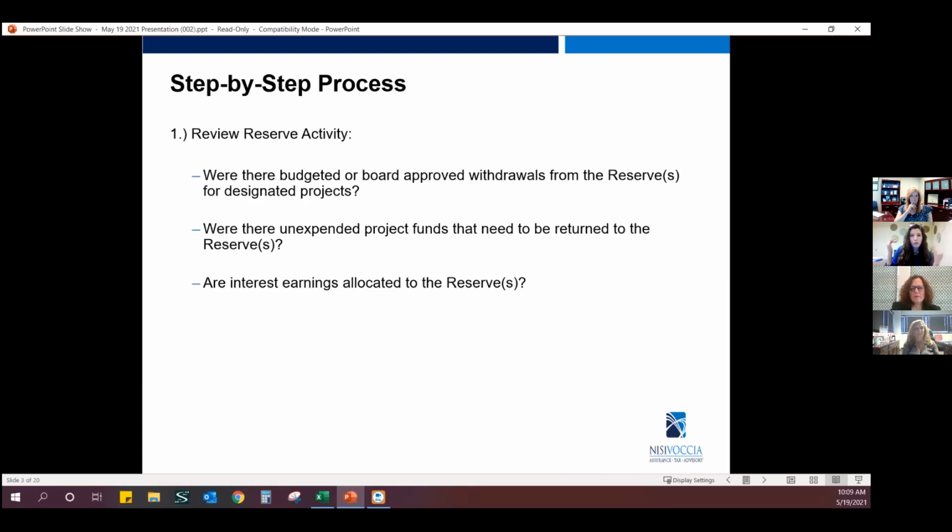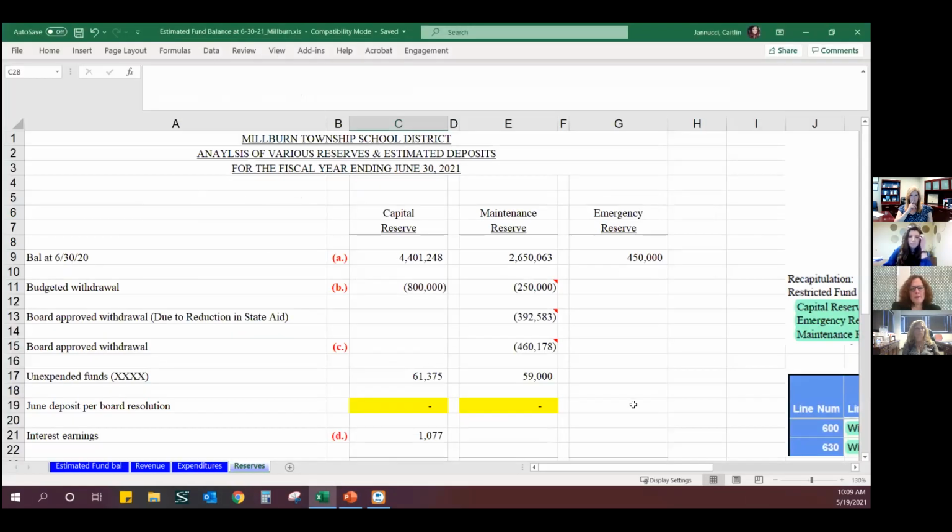So with those 3 points in mind, we're going to jump over to the Excel where we're going to talk about each of those steps. So this is just an analysis that I put together looking at the reserves. Milburn has a capital reserve, a maintenance reserve, and an emergency reserve. And as we go through each of these steps, there might be some areas that seem very redundant, but I'm just going to literally go through step A to B.